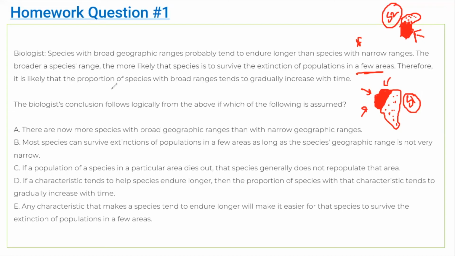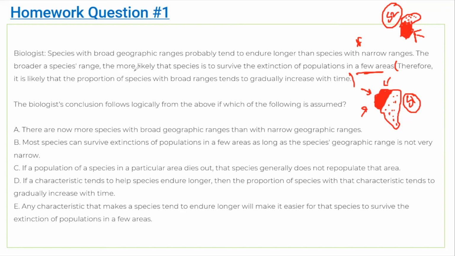Therefore, it is likely that the proportion of species, it is likely that... I'm clearly reading an opinion, so clearly I am reading the conclusion. Okay. It is likely that the proportion of species with broad ranges, so S1, tends to gradually increase with time. Okay, it sort of follows from what we discussed just a minute ago. So let's consider what will happen over 5 years, 10 years, 50 years. Point is, with time, these guys will multiply in number and the overall species will grow.